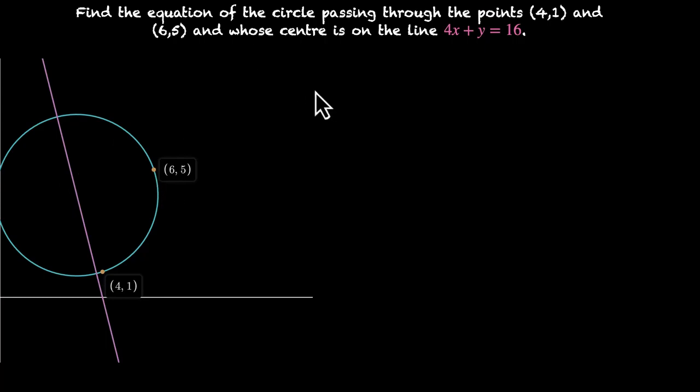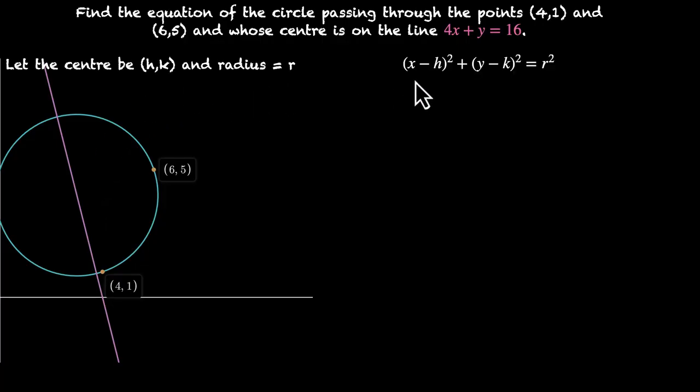Well, we can start with a circle with some variables. Let's assume that the center is (h, k) and the radius is r. Using this, we can form the equation (x - h)² + (y - k)² = r². Here h and k are the coordinates of the center, r is the radius. This equation is satisfied by these 2 points, (4, 1) and (6, 5), because they lie on the circle.